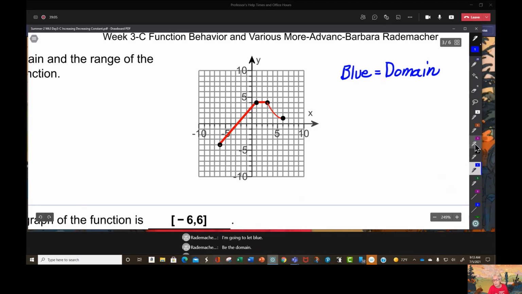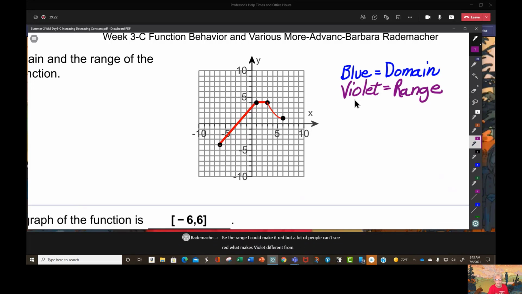And red, well, red-ish, be the range. I could make it red, but a lot of people can't see red. What makes violet different from red is that there's a lot of blue in it. So people who can't see red can usually see violet. Maybe it looks blue, but they can at least see it. It's very common to not be able to see red.